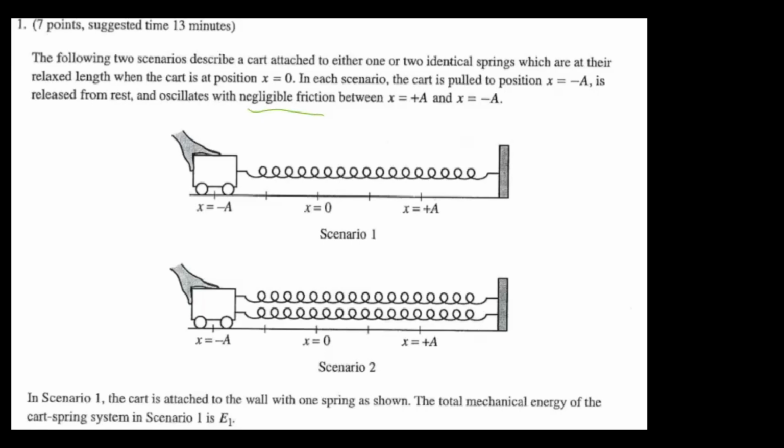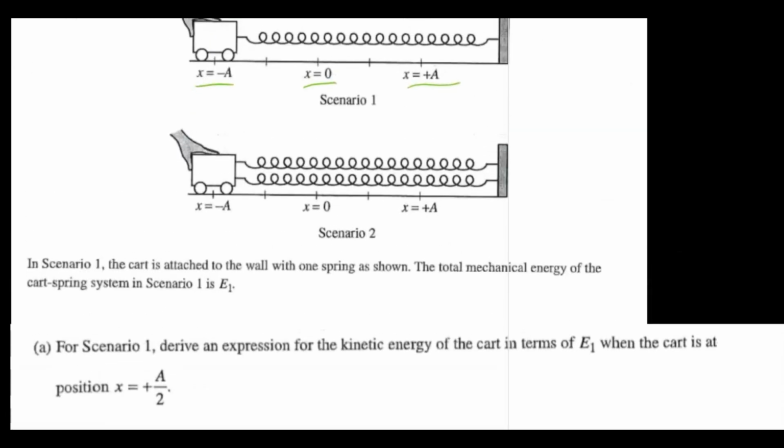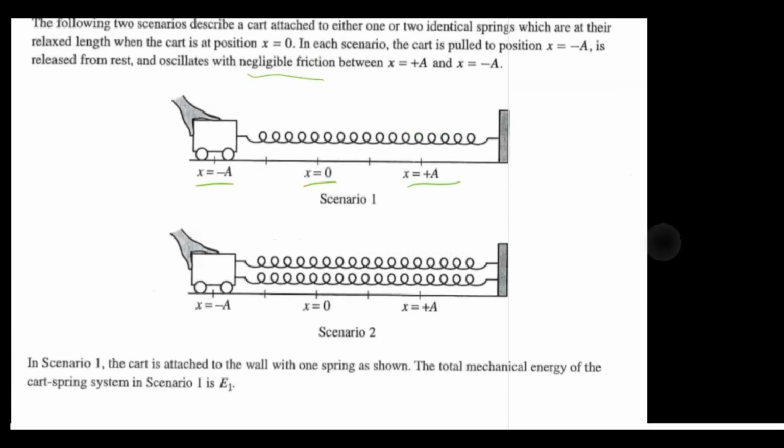And then it states the distance away from the equilibrium position, which is defined as x equals 0. And the left is defined as the negative, which is the maximum distance away alongside that positive direction. All right. And it says in scenario 1, the cart is attached to the wall with one spring as shown. So we're talking about this example right here.